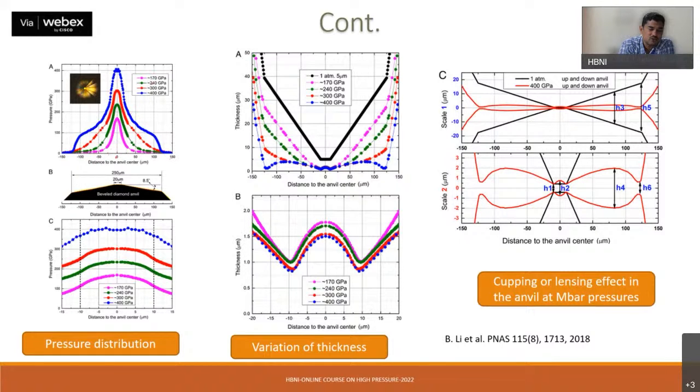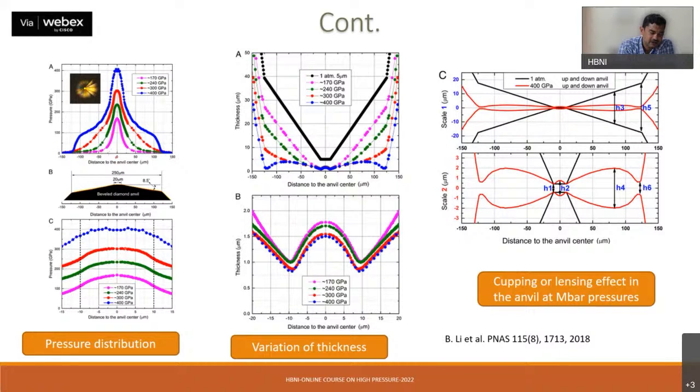So with this, you see that starting from 170 GPa, how the pressure distribution changes as you increase the pressure. At 170 GPa, the pressure distribution is fairly symmetric. But as you go to higher pressure like 240 GPa, the pressure distribution becomes asymmetric across your culet size. And of course, at higher and higher pressure, like at 400 GPa, you see how asymmetric the pressure distribution becomes outside your gasket edge.